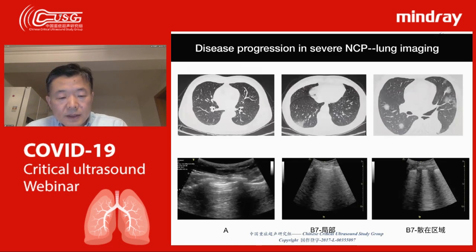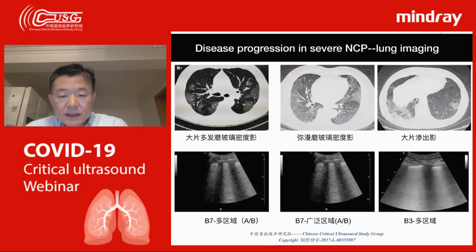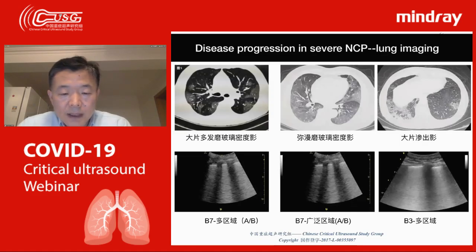In the normal condition, you see A lines and lung sliding. And in the infiltration part, you will see B lines, B7s, things like this. And also you put this together, you see in multiple areas, different areas, you can see the B lines. And even sometimes you see, oh, sorry, I didn't translate this into English word, sorry.